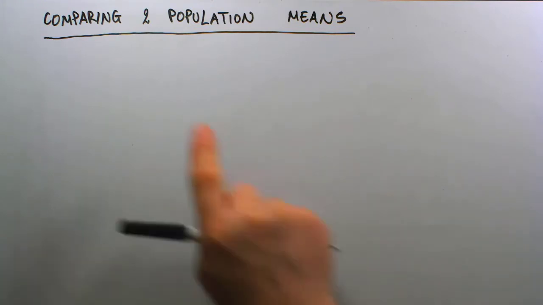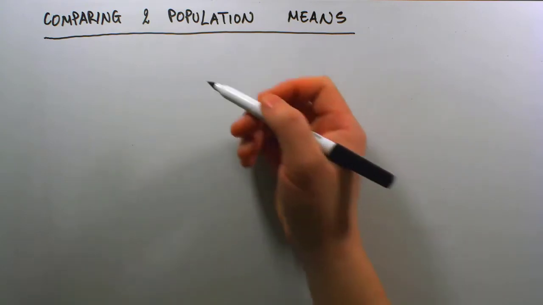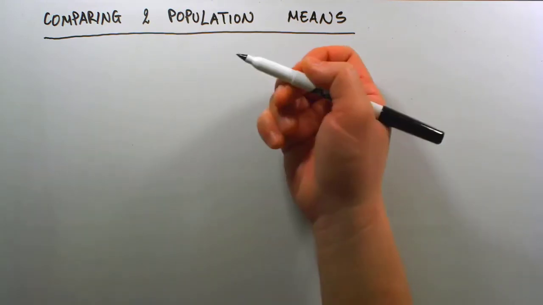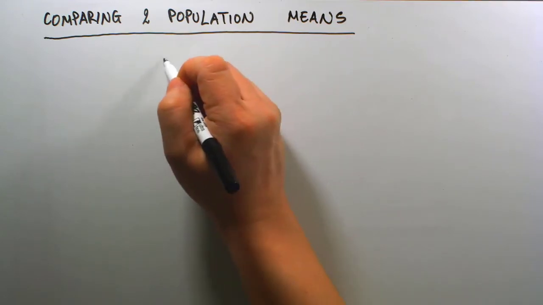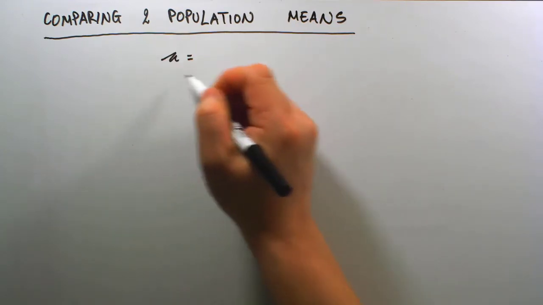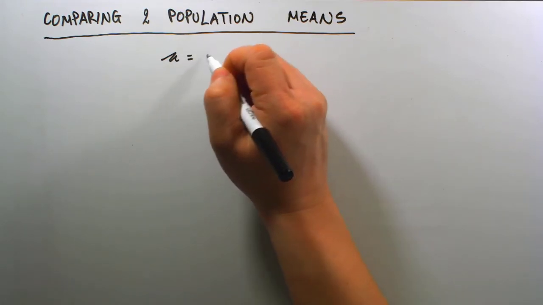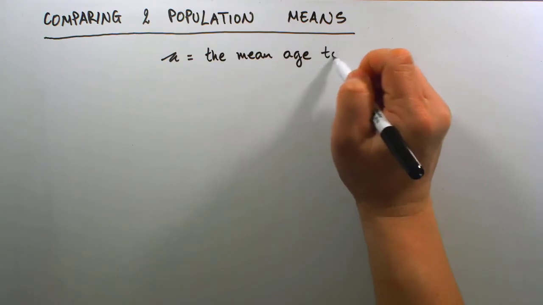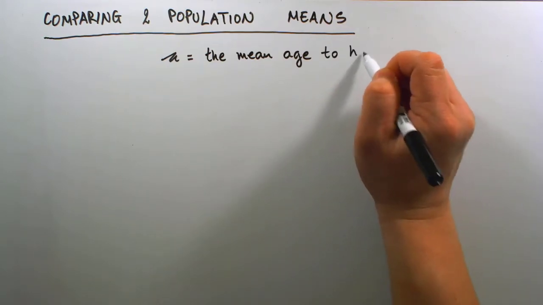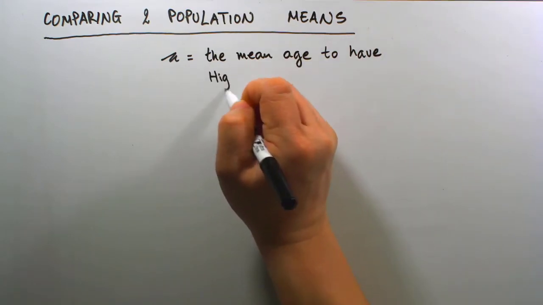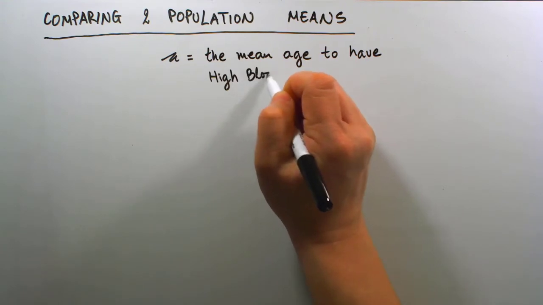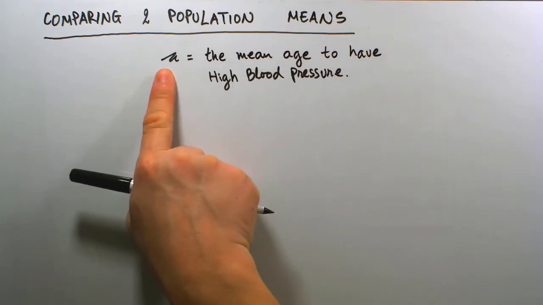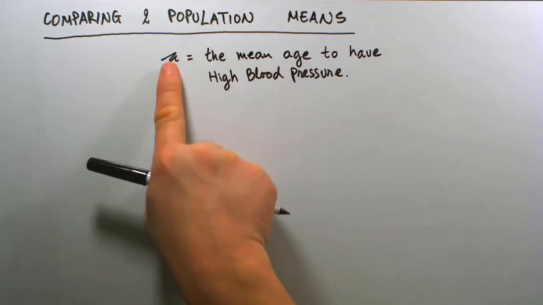The idea about comparing two population means is that, to keep it simple, let's say we start out with a mean value that scientists are studying, mu. I'm going to bring up a scenario. Let's say our mean value here is the population mean. It's the mean age to have high blood pressure.